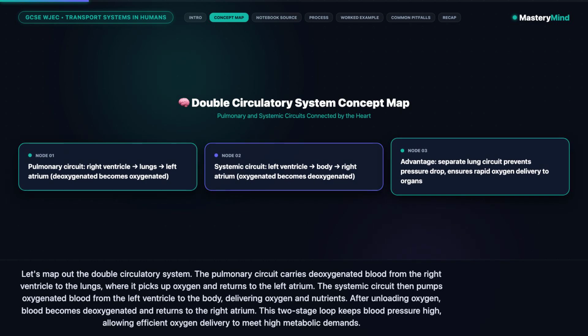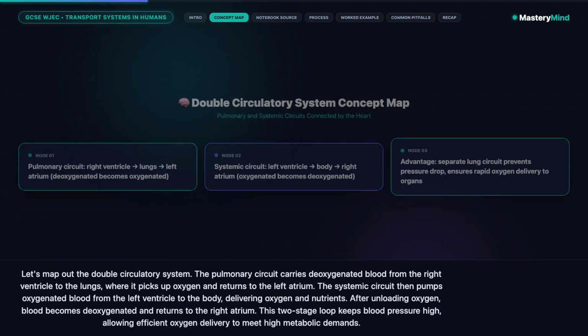The pulmonary circuit carries deoxygenated blood from the right ventricle to the lungs, where it picks up oxygen and returns to the left atrium. The systemic circuit then pumps oxygenated blood from the left ventricle to the body, delivering oxygen and nutrients. After unloading oxygen, blood becomes deoxygenated and returns to the right atrium. This two-stage loop keeps blood pressure high, allowing efficient oxygen delivery to meet high metabolic demands.